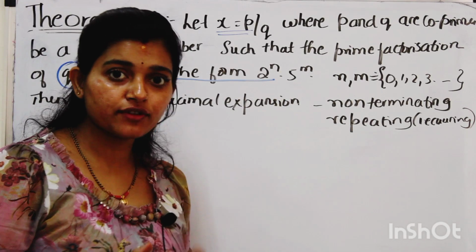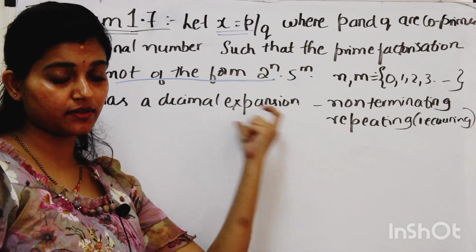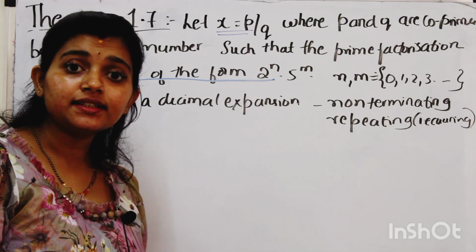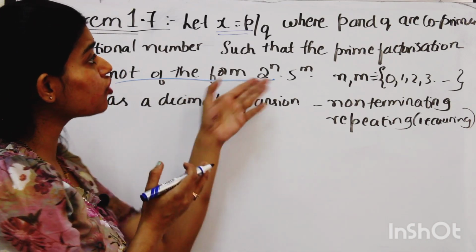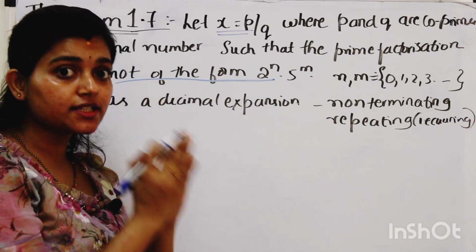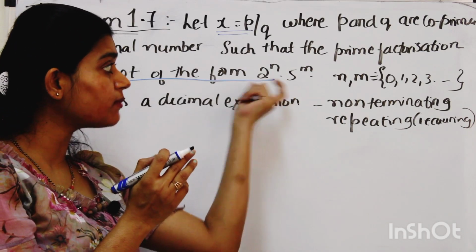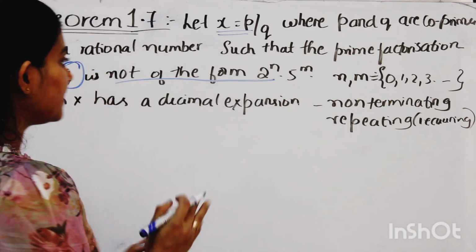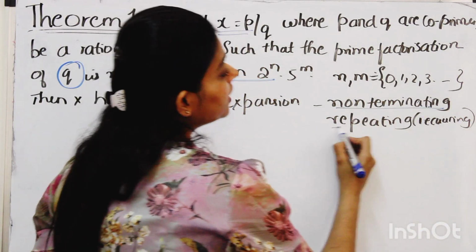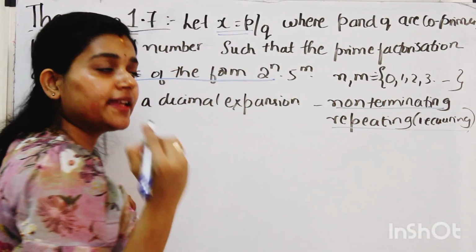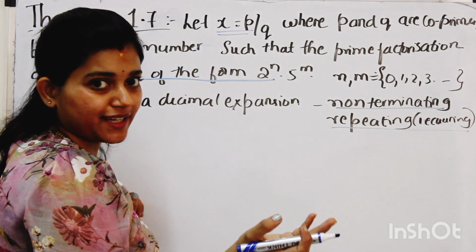So till now we learned that if it is in the form of 2 and 5 to the power, then it is terminating. Now if the prime factorization of q is not in the form of 2 and 5, then the decimal expansion is non-terminating, repeating or recurring. Here n is equal to 0, 1, 2, 3, which means a non-negative integer.